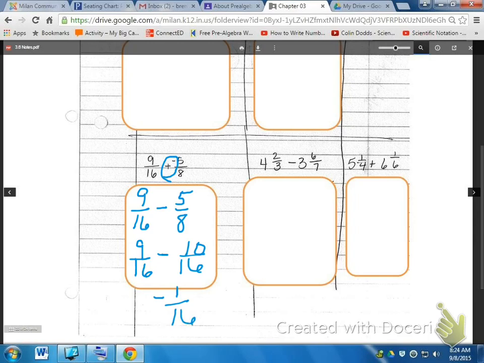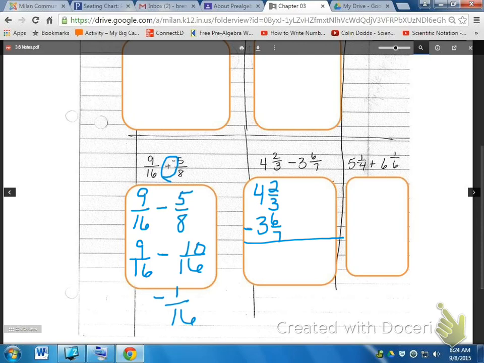Okay, now a couple with mixed numbers. 4 2/3 minus 3 6/7. What I would recommend on this one, let's try it this way, just because I want to make sure you know how to do this. 4 2/3 minus 3 6/7. So you can write it vertically when you're subtracting and the first number is bigger.